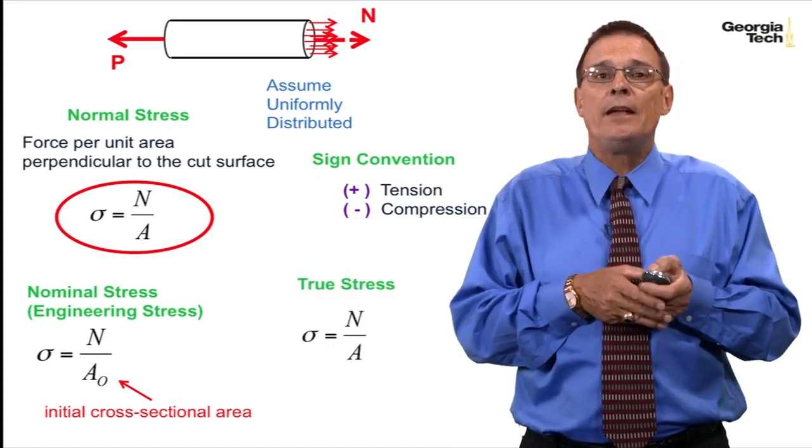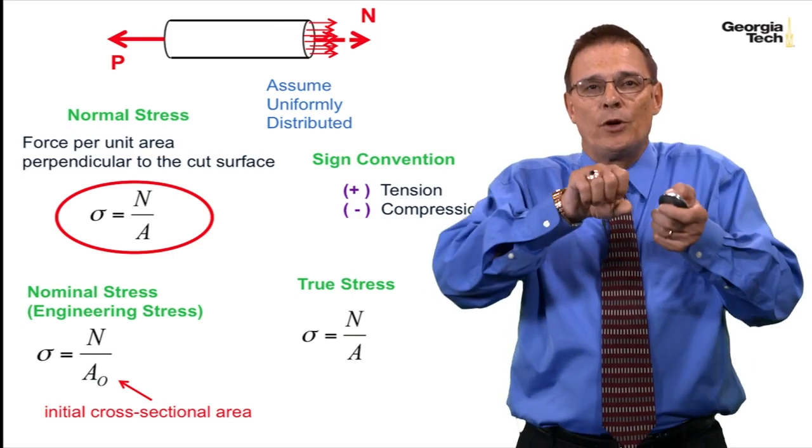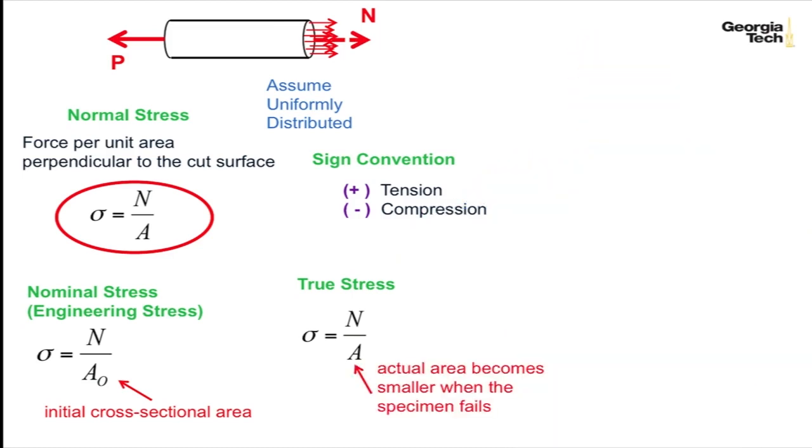True stress, however, is based on the actual area. And so as we stretch the member out, the actual area becomes smaller as the specimen gets closer and closer to failure, so the true stress can actually be a larger number. Now, in most engineering applications, we use and we'll solve problems using the engineering stress because the change in the area for most materials and the change of the stresses between nominal stress, engineering stress, and true stress are so small that we just go with the initial cross-sectional area.